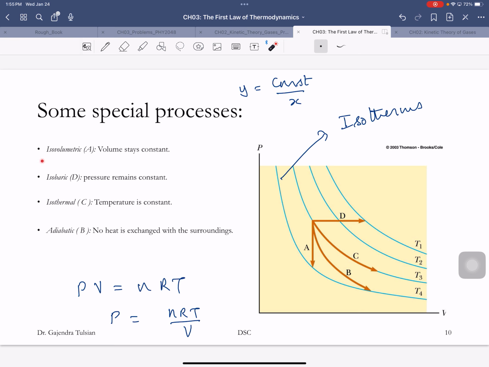So these are constant temperature processes. You want to be familiar with these processes. Isovolumetric process, you're keeping volume constant. Okay, so those processes, A is an isovolumetric process. In this process, how much work is done?